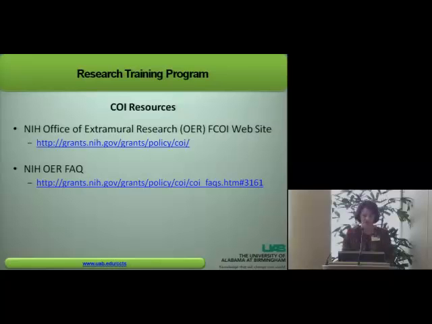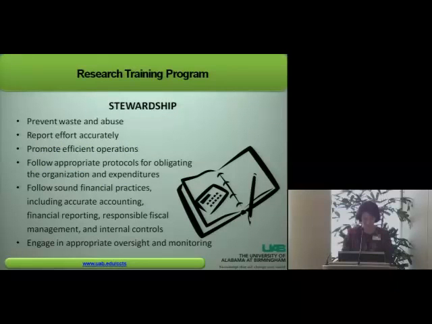I've included some conflict of interest resources that I find useful on this slide, both with NIH. Back to the common elements of codes of conduct.